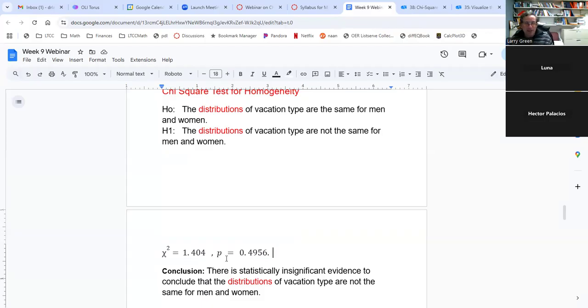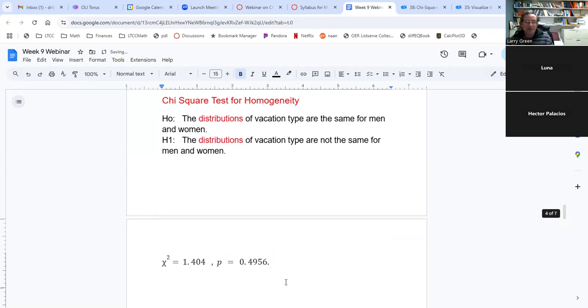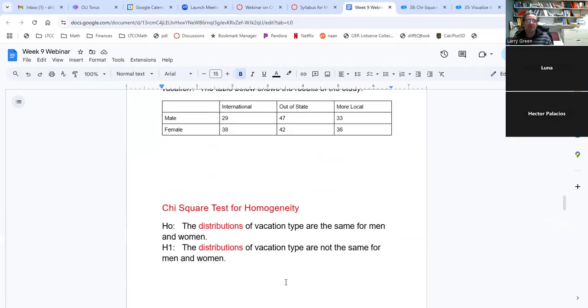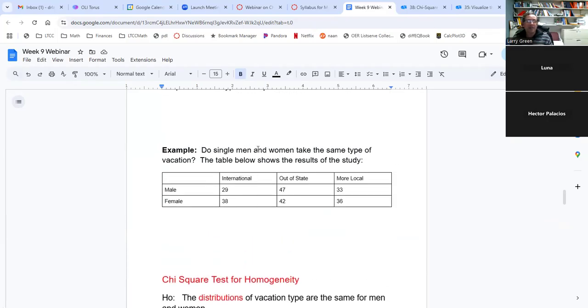Okay, and our p-value, what do you think? Big p-value or small p-value? Do we get to reject the null hypothesis or fail to reject? Or is there statistically significant evidence or insignificant? Yeah, we fail to reject. Notice that I didn't even give you a level of significance.